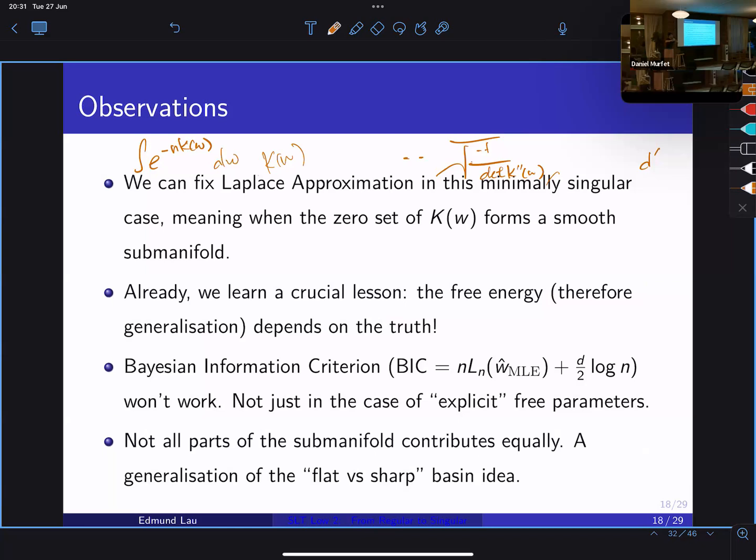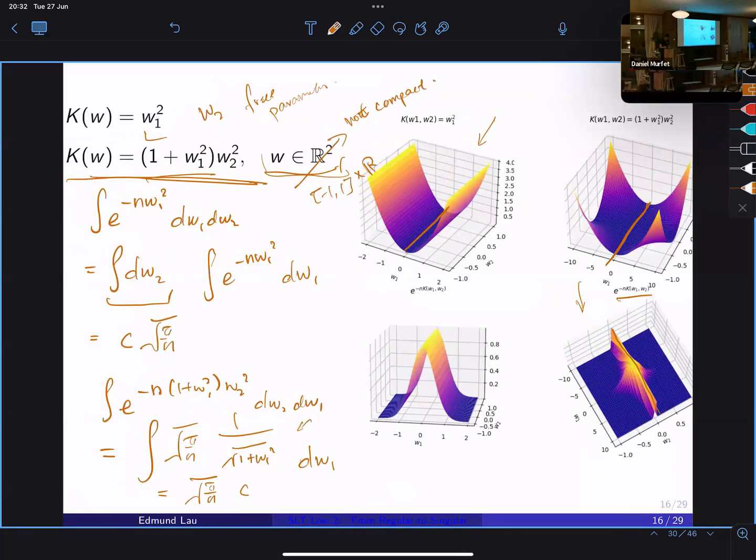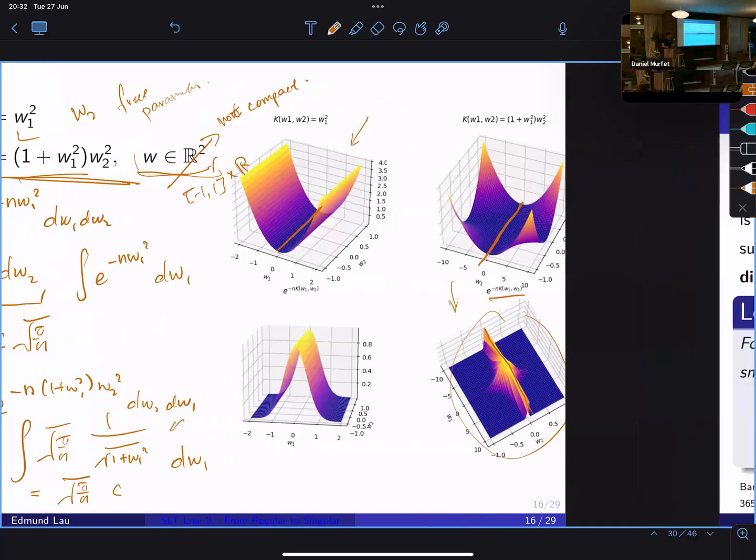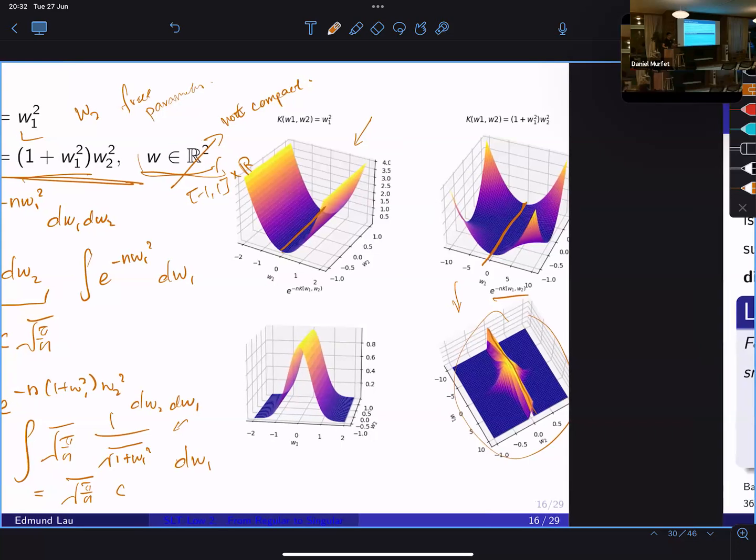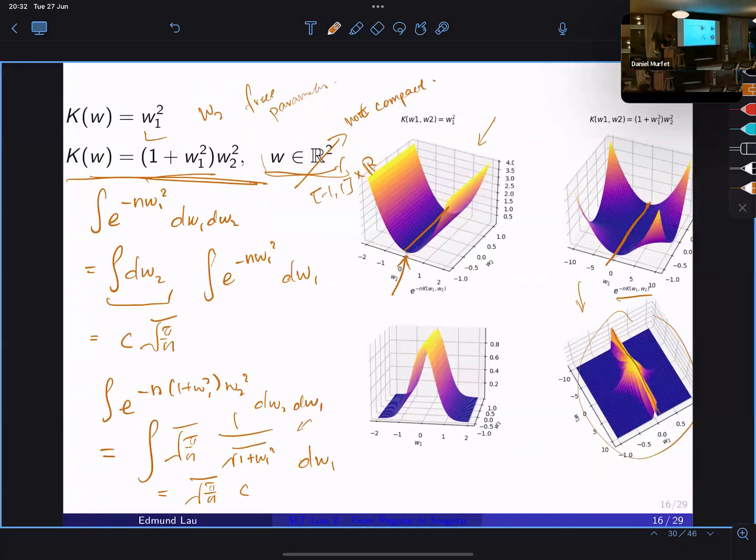As we collect more data, as n increases further and further, what is the asymptotic behavior of the partition function? As n becomes larger and larger, only the zero set matters. The integral is concentrated around the zero set. If n gets really large, everything else where k is not 0 gives e to the n times something nonzero, and with n really large, that becomes very small. So asymptotically we are only interested in the neighborhood of what we call capital W0, the set of zeros of k.